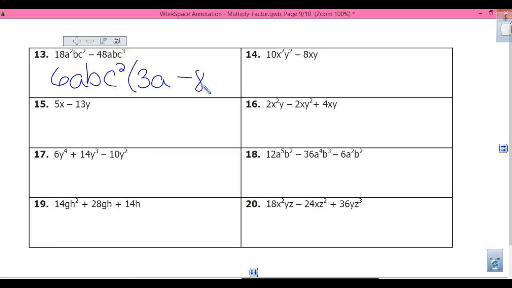What am I looking at? Okay, so my A's do what? Cancel. My B's cancel. C cubed divided by C squared? Just C. Very good.